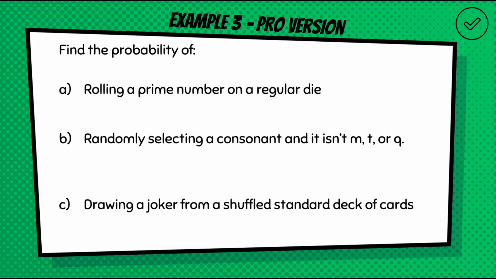Okay, so for the first one, if you're really clever, you wouldn't have fallen for the trick, and you would have said, well, out of the 6 numbers on a die, 3 of them are prime, so it's 3 out of 6, which is a half.